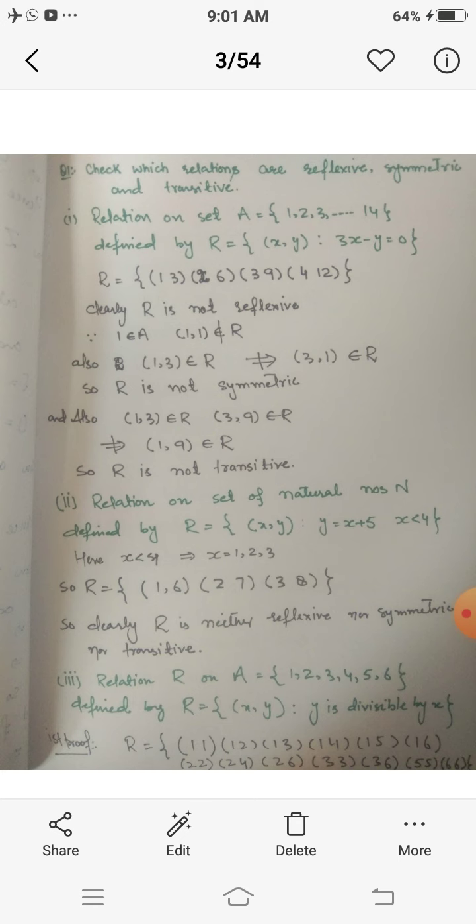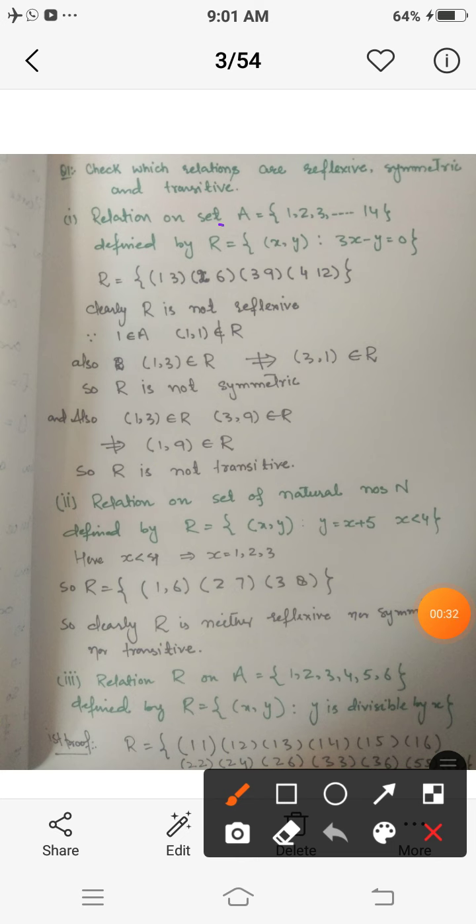Here part number 1 of the question: a relation R is defined on a set A, where the set is defined as 1, 2 up to 14, and this R is defined as the set of all those ordered pairs (x, y) such that 3x minus y is 0. So this means that R is a subset of A cross A, and this R contains ordered pairs (x, y) where x belongs to A, y belongs to A, and these are connected by 3x minus y equals 0.